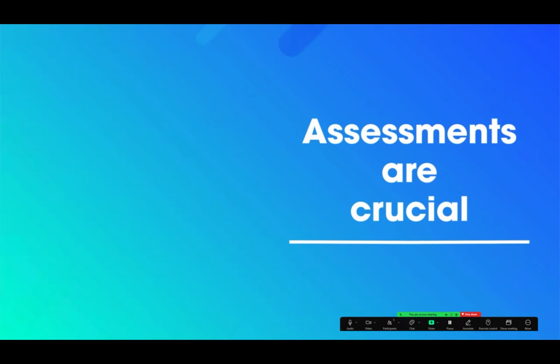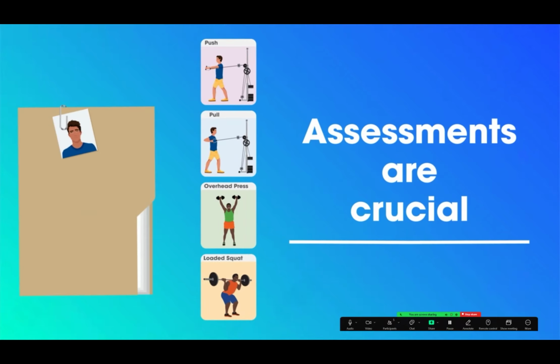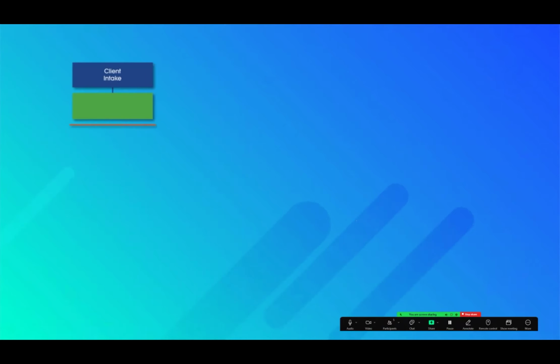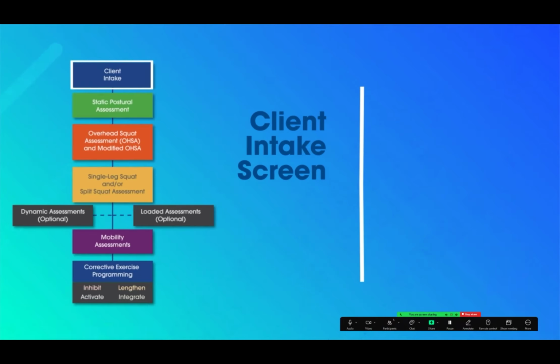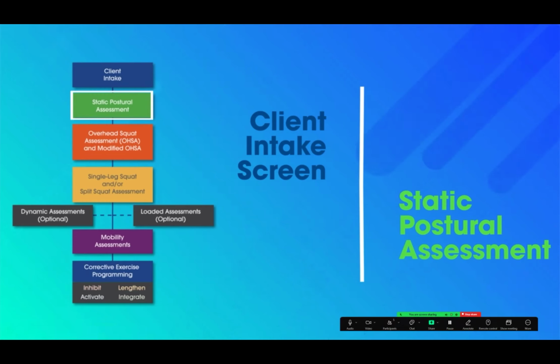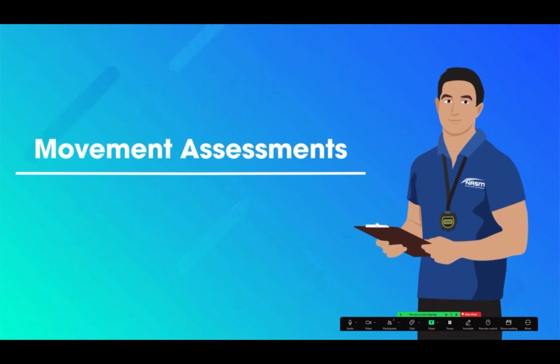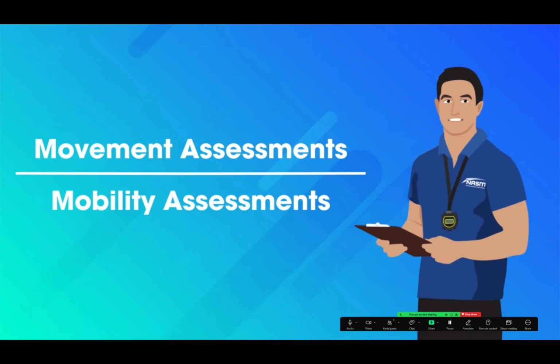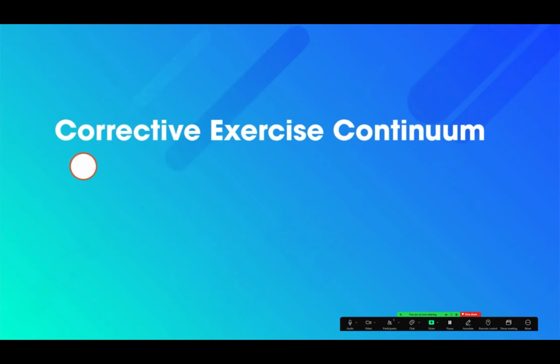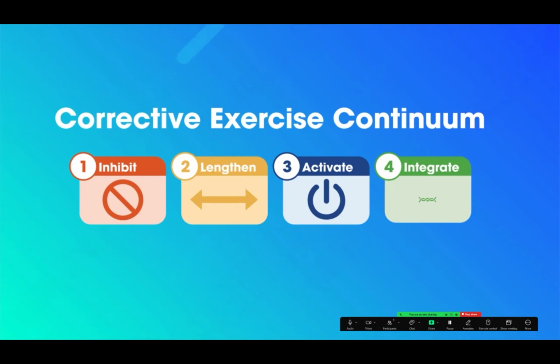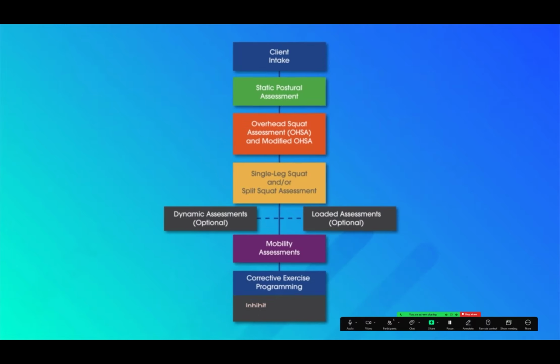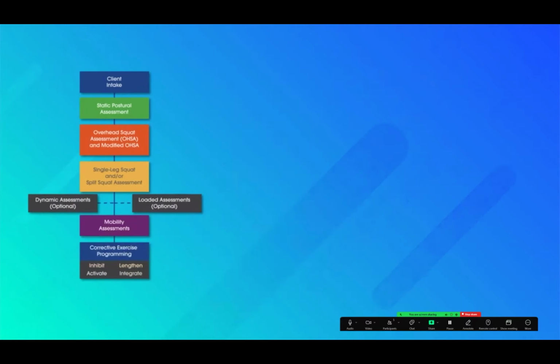Assessments are crucial in the design of a safe, individualized corrective exercise program. The process begins with the client intake screen, followed by a static assessment. Next, a series of movement assessments are conducted, and then, based on the findings from the static and movement assessments, mobility assessments are used to refine the observations and pinpoint strategies as you create programs using the corrective exercise continuum. Now, we'll take a closer look at each step of the assessment flow, starting with the client intake screen.